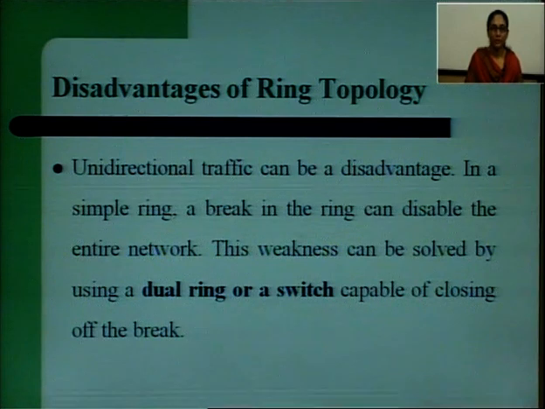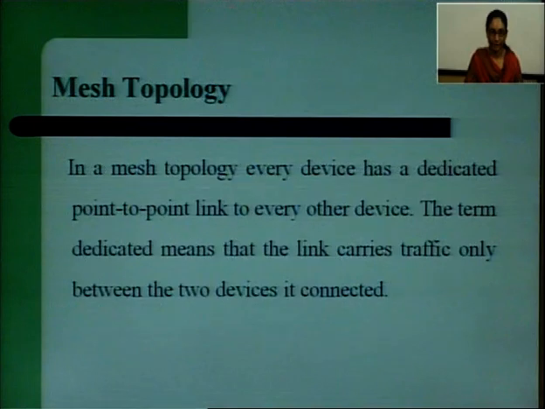So this weakness of unidirectional traffic can be solved by the dual ring or a switch capable of closing off the break. So this is the main disadvantage of the ring topology, that it is unidirectional, and this can be solved by the dual ring. The last topology is the mesh topology.